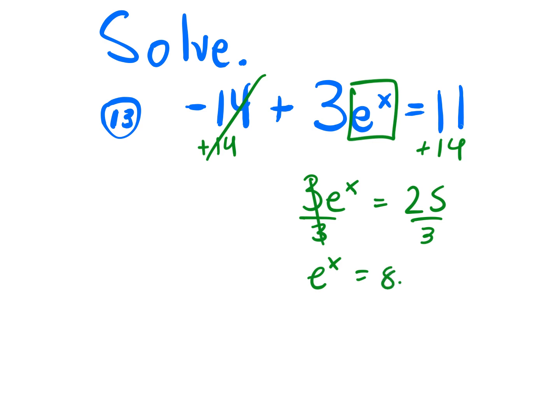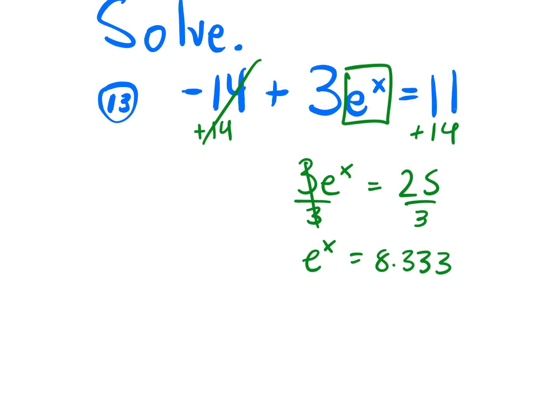So this is 8.33. I'm going to keep it in the calculator just so I can keep all the digits with it. What would I do next? Take the ln of both sides, because the ln cancels out the e. So we have x is equal to the ln of 8.333. So I'm going to take the ln of that, and we get 2.12026.